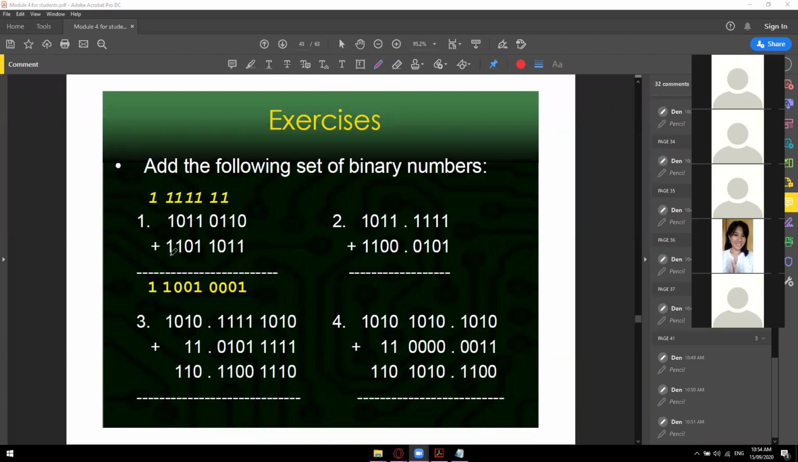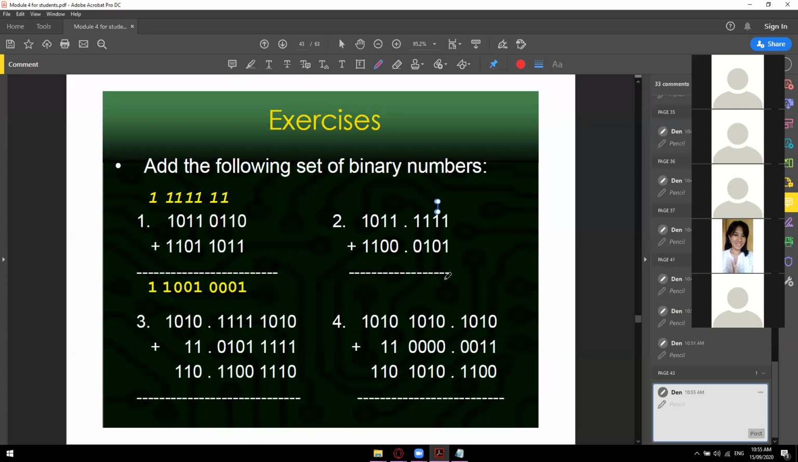Okay, so I hope medyo na-gets nyo yan. So para mas maintindihan, let's have another example. Okay, so number 2. So 1 plus 1 is 10. So carry 1, bring down 0.